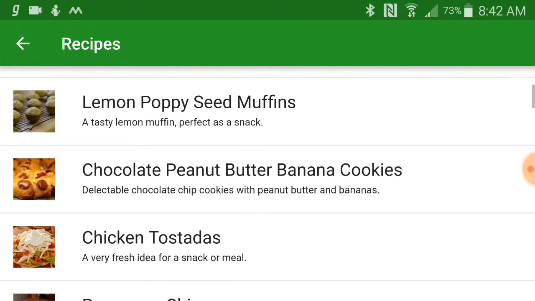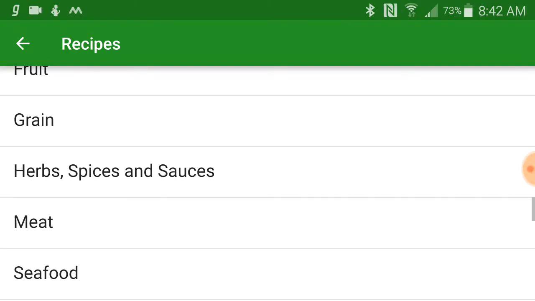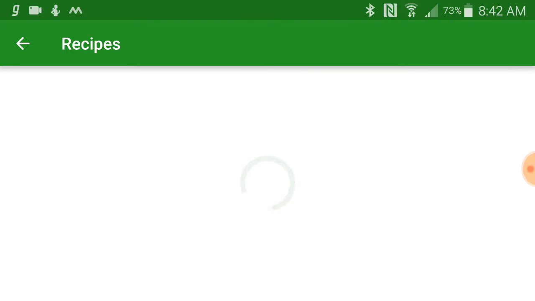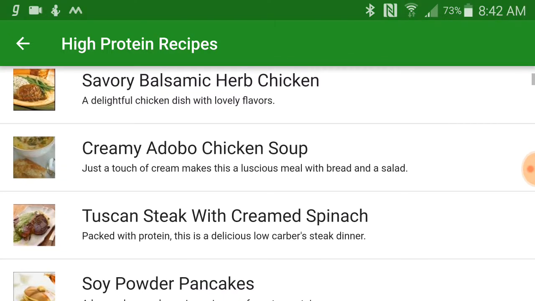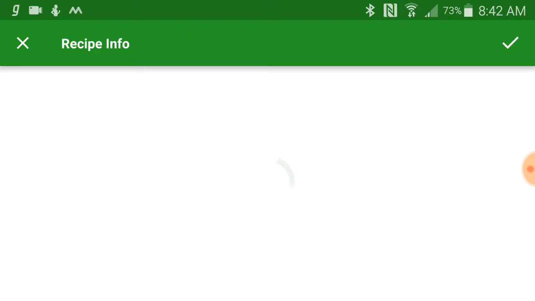Once you're there, you look for high protein recipes. Then only those show up. There we go. So we have many options. So we pick, let's say, chicken potato dinner.